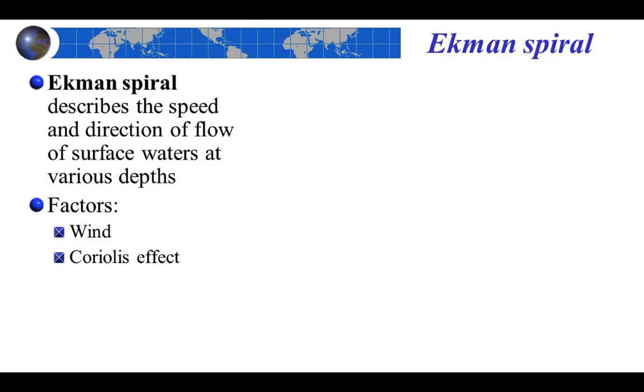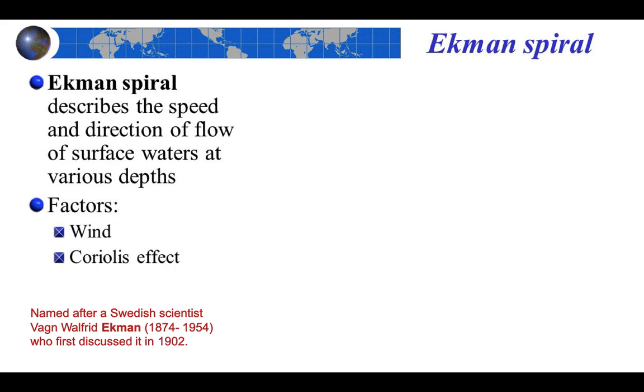One of the important phenomena in the ocean current system is called the Ekman spiral. The Ekman spiral describes the speed and direction of flow of surface waters at different depths going into the ocean. And two things control the Ekman spiral, its direction and magnitude: winds, of course, as we just discussed, very important, and of course the Coriolis effect.